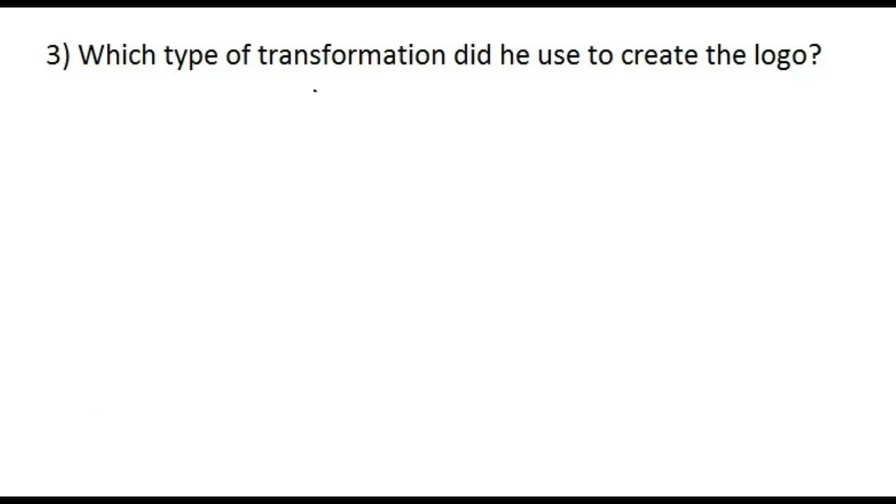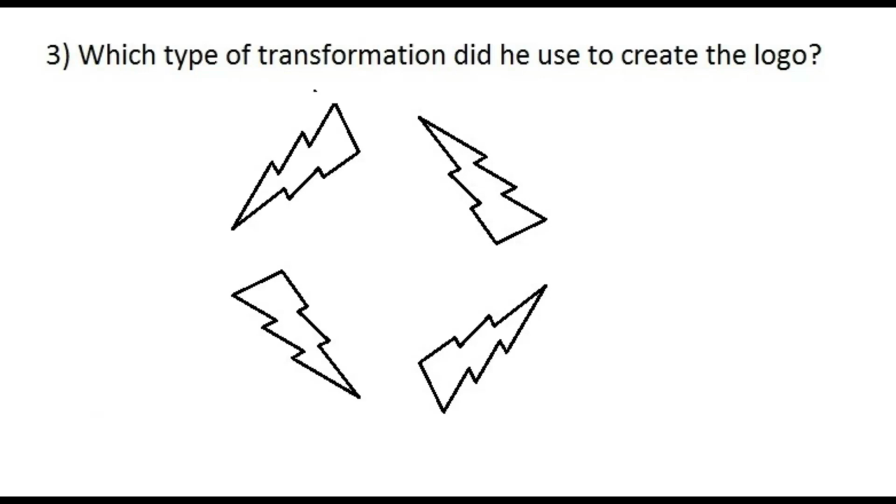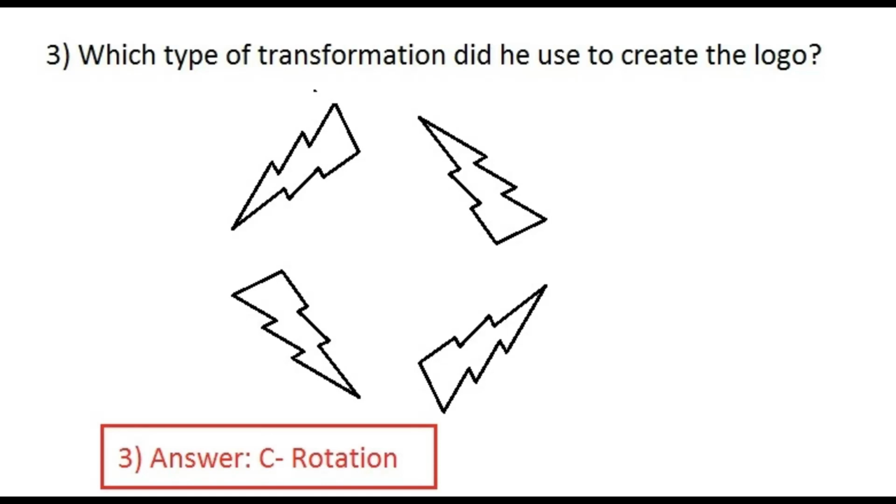And again, we haven't gone through transformations, but it's easy. So we start with this lightning bolt. Then we rotate this lightning bolt, rotate it again, and then we rotate it one last time to create our final logo. What word did I keep using? Rotation. The answer is C. We just keep moving it around.